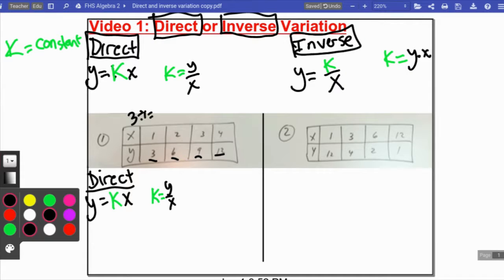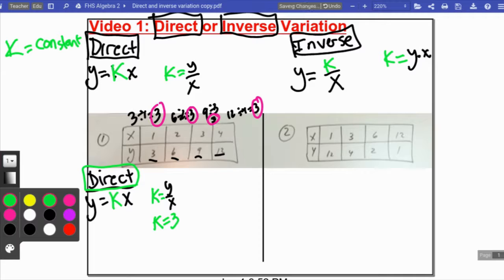So 3 divided by 1 equals 3. 6 divided by 2 equals 3. Next, 9 divided by 3 equals 3. Let's continue. 12 divided by 4 equals 3. All these numbers, they all equal 3, right? Since they all equal the same number, then we say the constant is 3. Because they equal the same number, you can say, indeed, it is a direct variation.